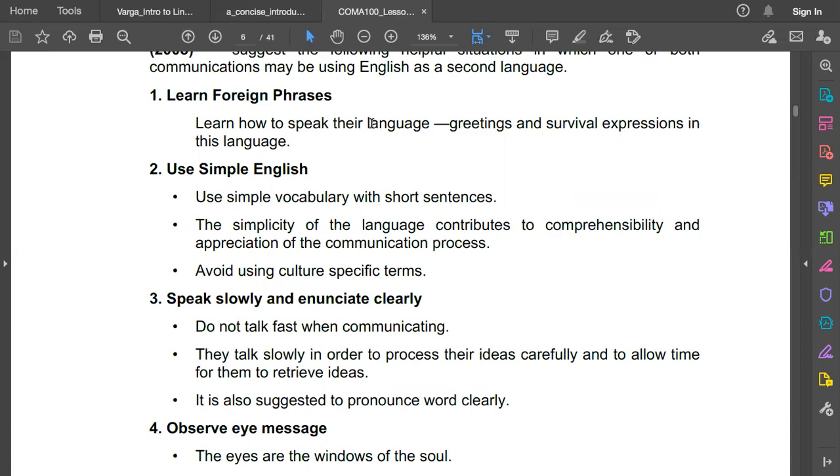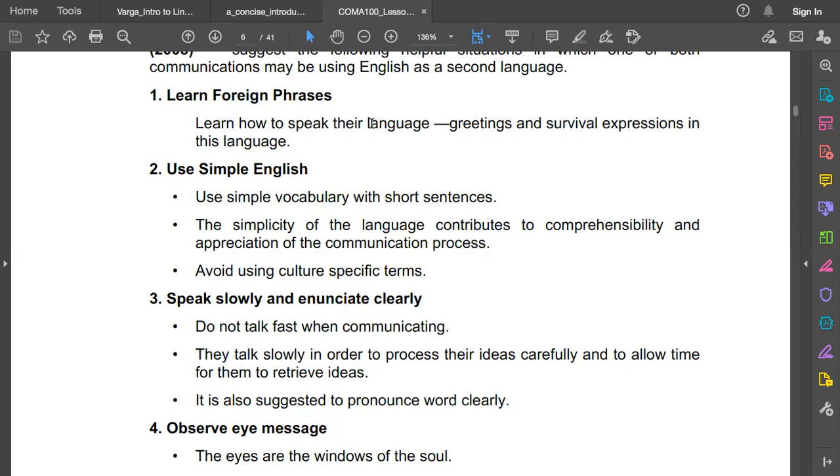Again, it is associated with the second one. Speak slowly and enunciate clearly. So you don't need to eat your words to sound like British. Or you don't need to speak fast to prove that you're a good English speaker. Rather, you should take each word slowly and speak appropriately in order to be understood and promote comprehension and understanding rather than confusion.